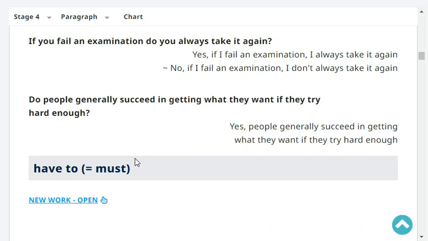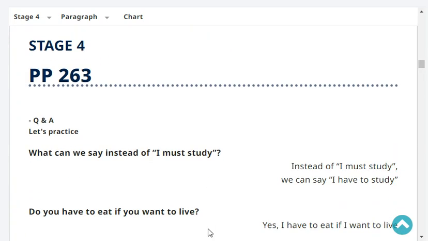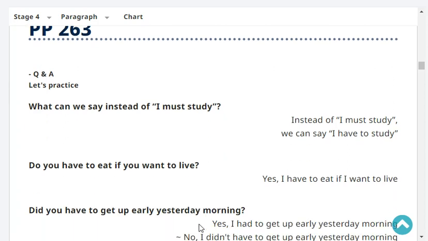Do people generally succeed in getting what they want if they try hard enough? Yes, people generally succeed in getting what they want if they try hard enough. Very good. What can we say instead of I must study? Instead of I must study, we can say I have to study.